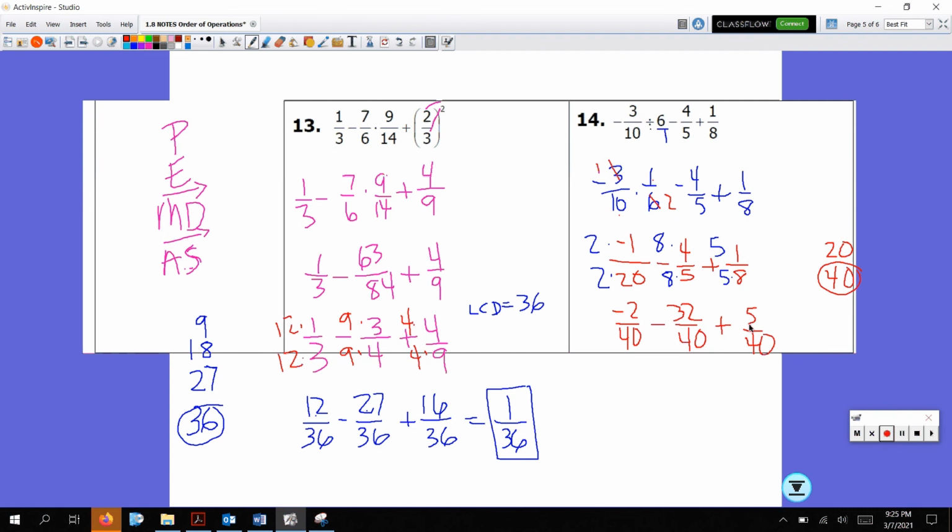Now we can go ahead and subtract and add. First one says negative 2 over 40 minus 32 over 40 is negative 34 over 40. Bring down our 5 over 40. Simply add together negative 34 plus 5. Oh gosh, we love fractions, don't we? Yay, fractions! Negative 29 over 40. It's an ugly fraction, but that's the answer, ladies and gentlemen.